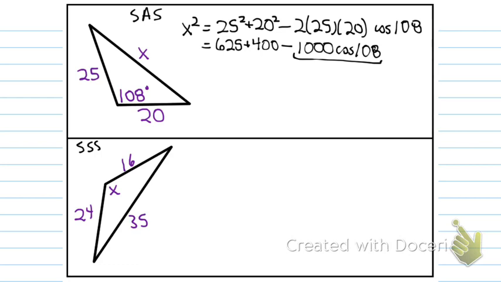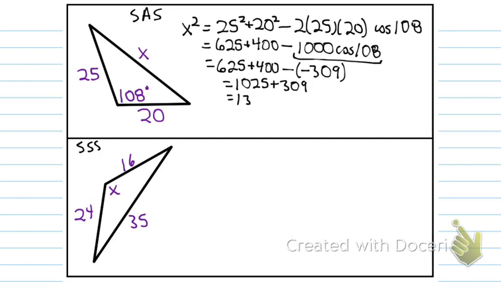So if I do that, it comes out to be negative 309 approximately. So this becomes 625 plus 400 minus a negative 309. And pay attention if that's negative or positive. Well, I know the front part's 1,025. Then it's going to be plus 309, because subtracting a negative. And we now get to 1,334 is equal to x squared, which is our opposite side.